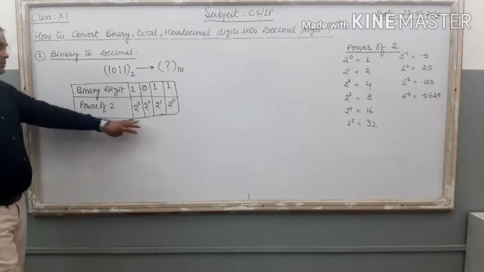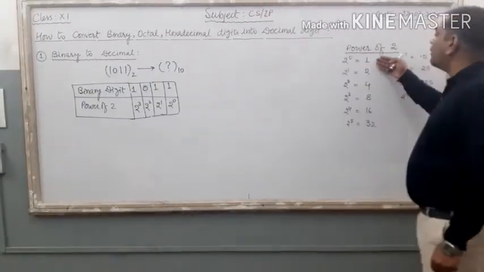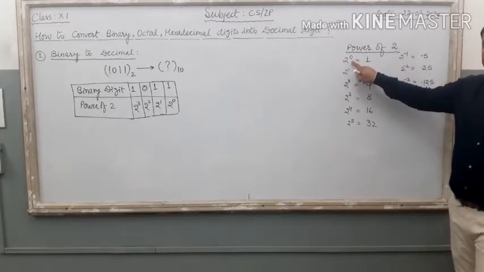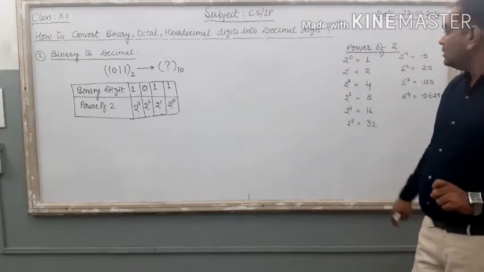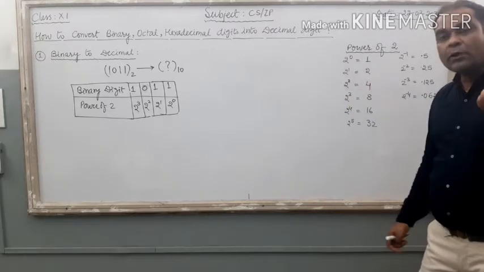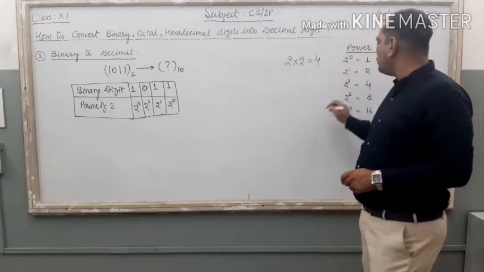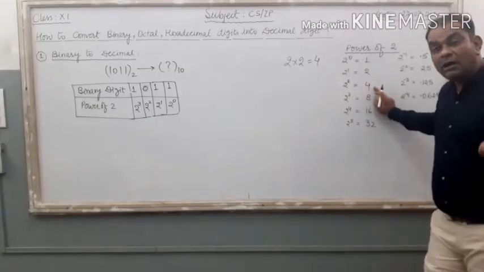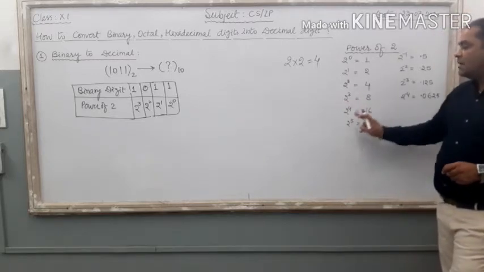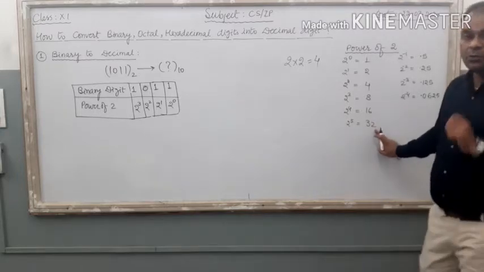Done? Now, what is the result of different power of 2? Just check it out here from this table. 2 raised to power 0, it means 1. Clear? 2 raised to power 1 means what? It is 2. 2 raised to power 2 means we can solve it like this. 2 into 2, it is 4. So 2 raised to power 2, or we can say square of 2, it is 4. 2 raised to power 3, result is 8. 2 raised to power 4, it is 16. 2 raised to power 5, it is 32.